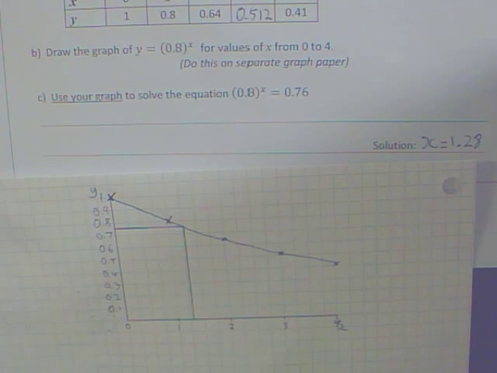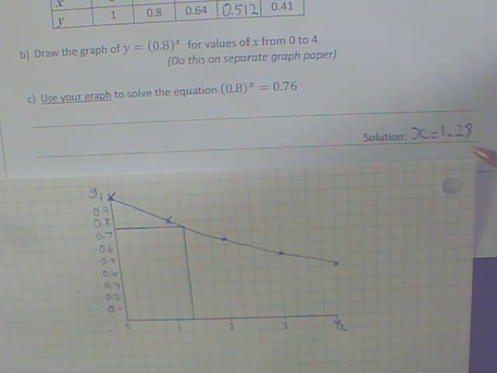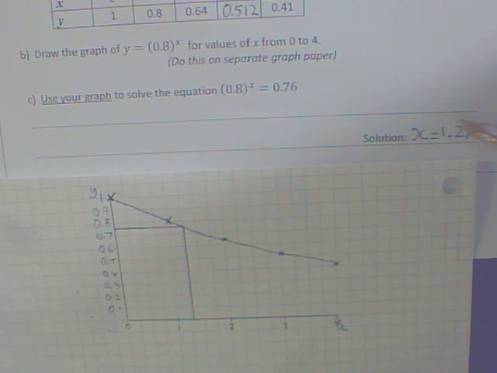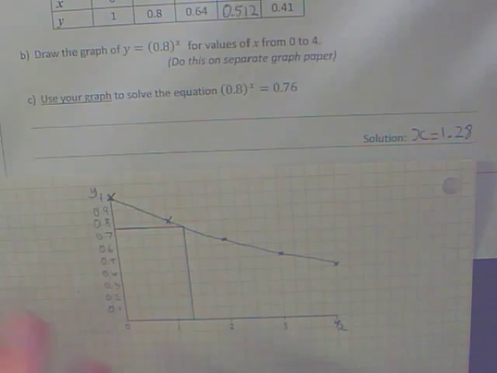Now, again, you've got margin for error. I don't know if that is perfectly accurate, but you'll certainly be allowed anything from, let's say, 1.2 probably to 1.35. I would definitely think you'd be allowed that kind of range. Let's move on.